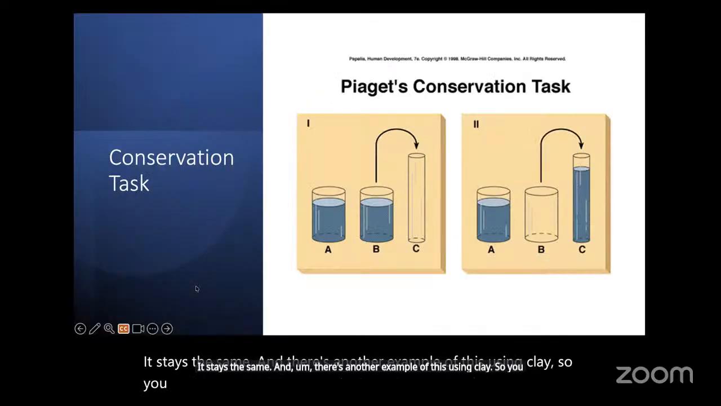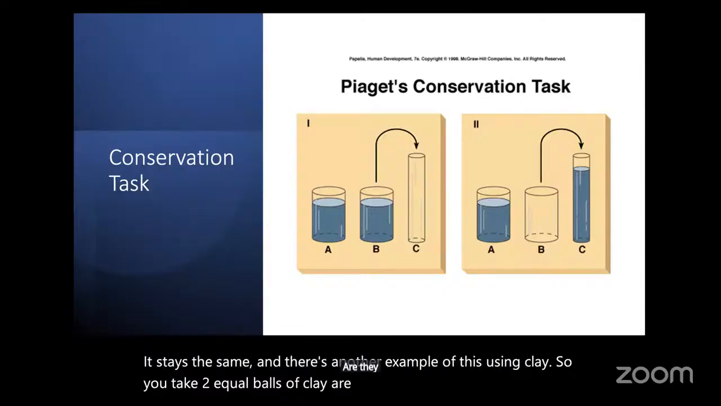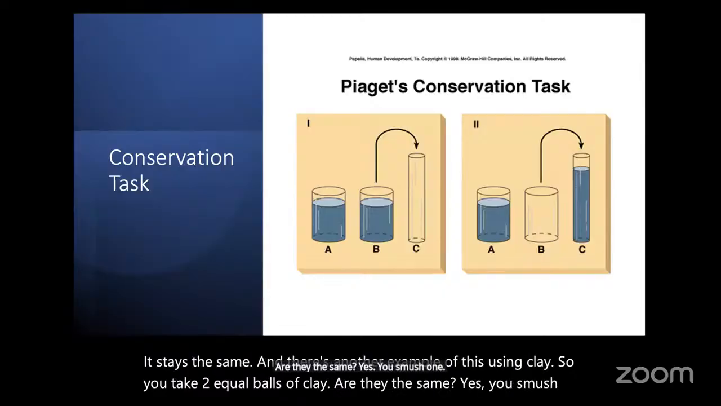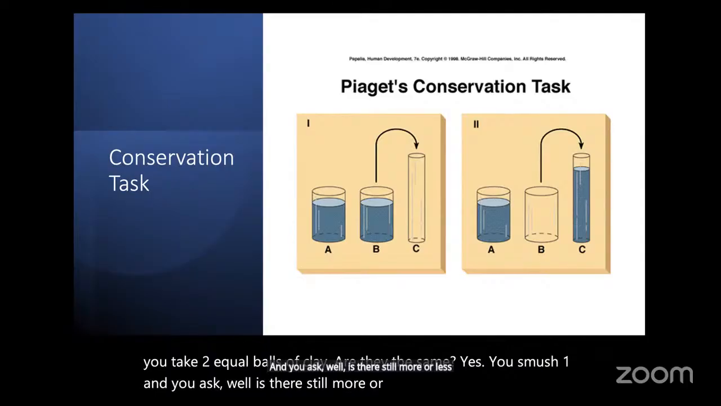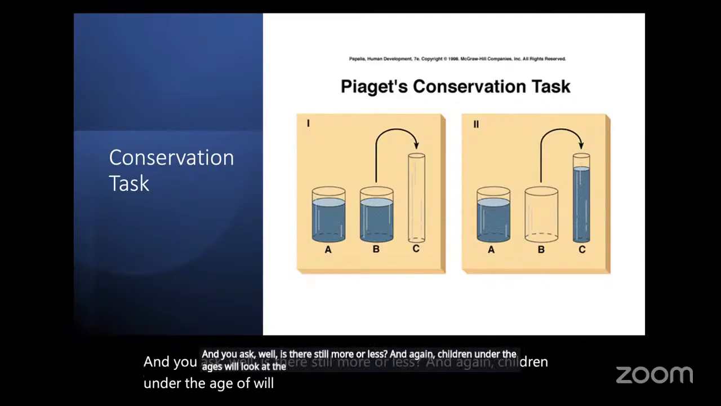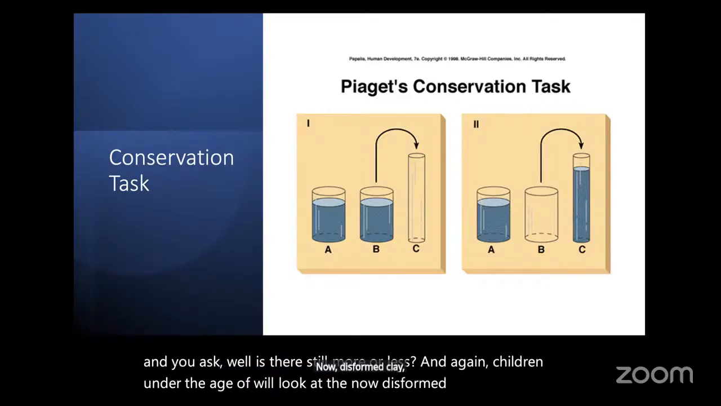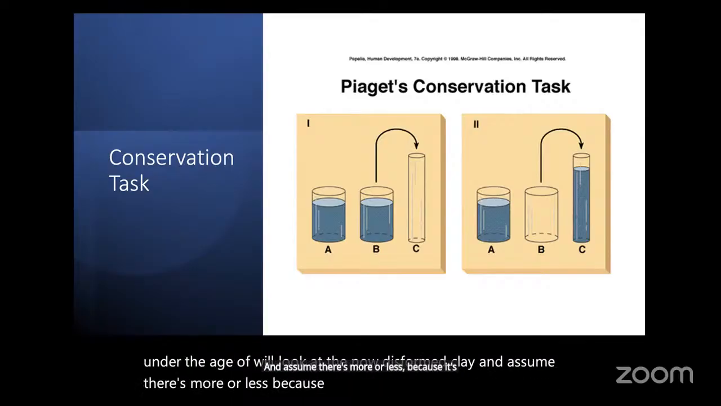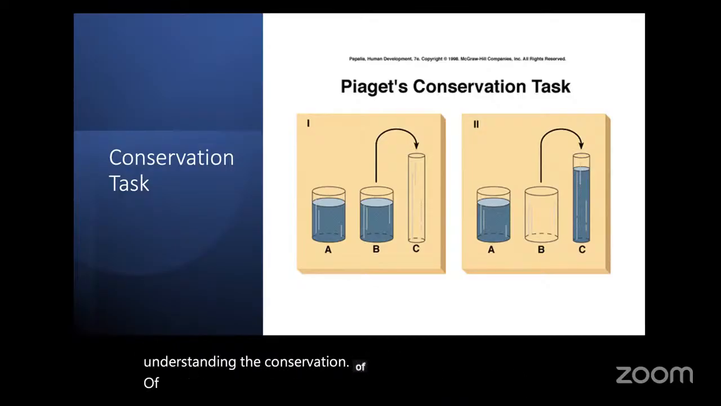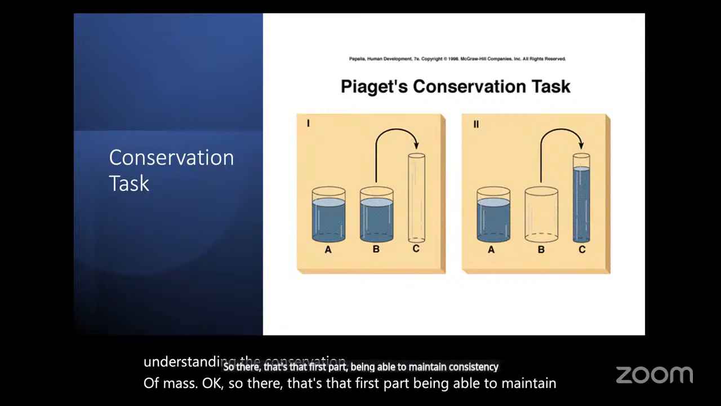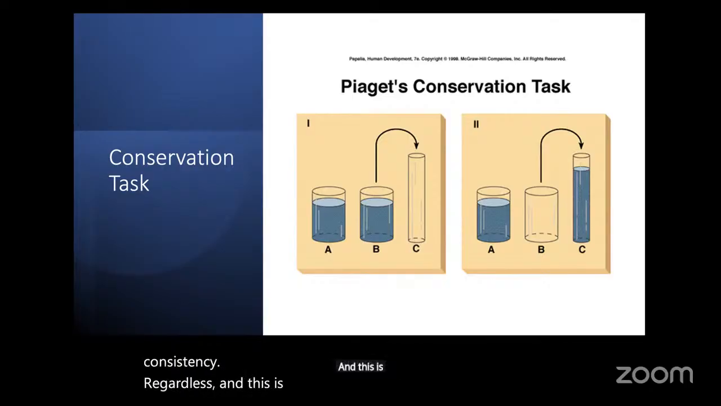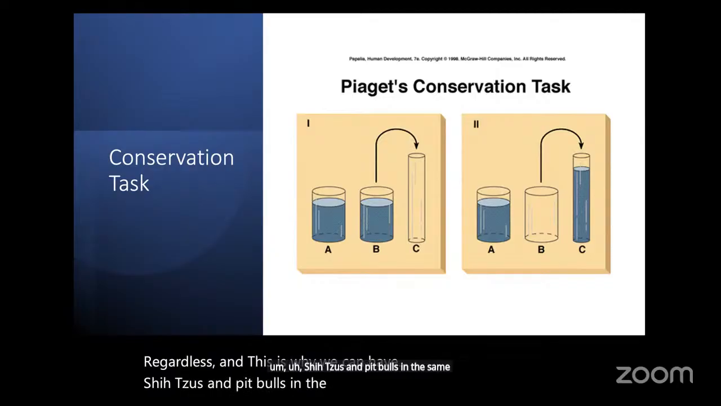And there's another example of this using clay. So you take two equal balls of clay. Are they the same? Yes. You smush one and you ask, well, is there still more or less? And again, children under the ages will look at the now deformed clay and assume there's more or less because it's a different shape instead of understanding the conservation of mass. Okay. So that's that first part, being able to maintain consistency regardless. And this is why we can have Shih Tzus and Pit Bulls in the same category. We can categorize those as the same dog.